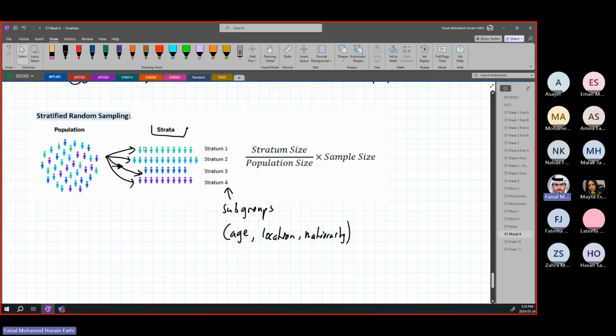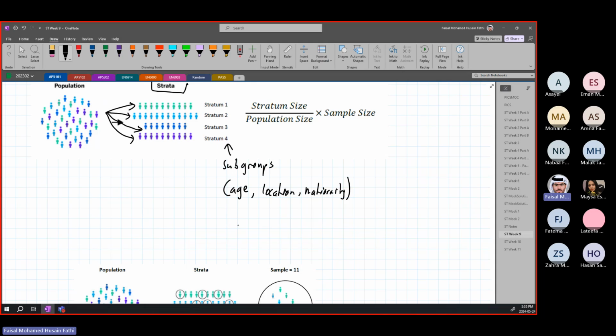So people of the same age group, you're going to put them all together. People of the same location, you're going to put them all together. It depends on which type of stratum you want to use, depending on the type of analysis you want to do. Once you define all of this, in this example, we have 40 as our population.